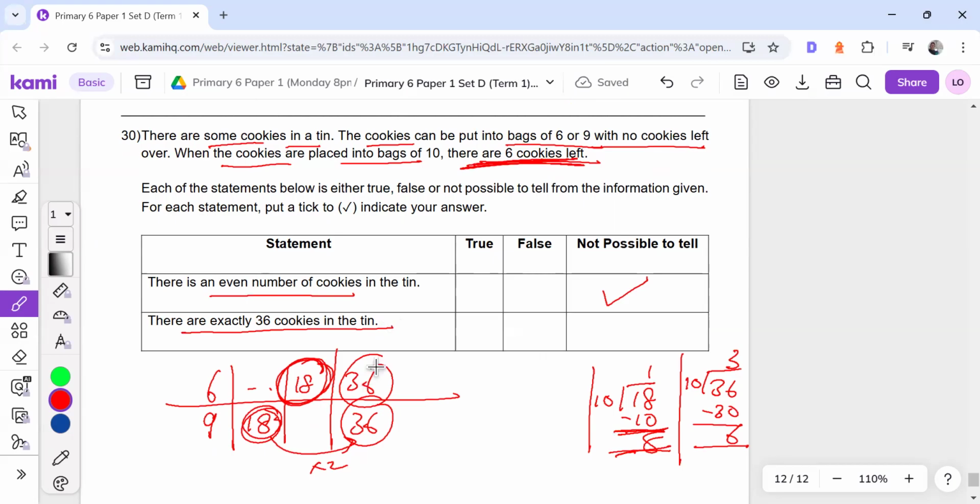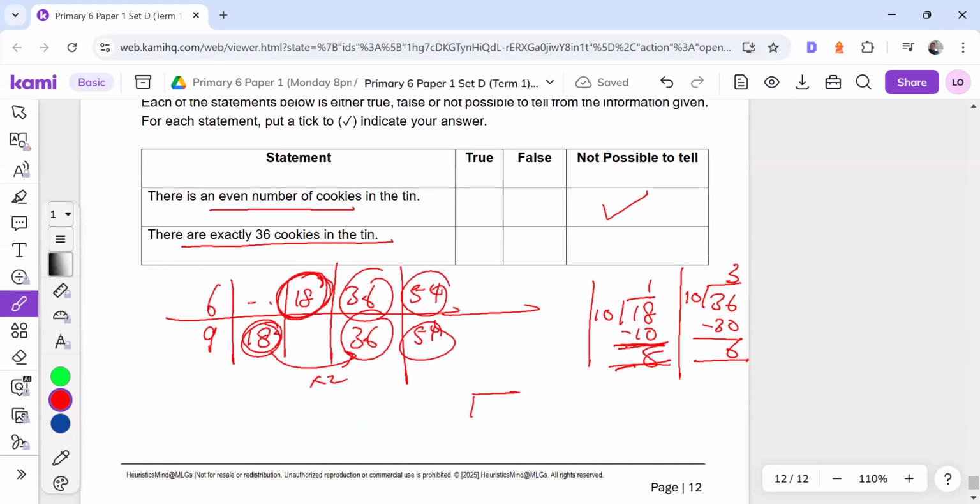Again, are you sure? Let's continue. You have to test. Can you get the next common multiple? 18 times 3, 54. Then you take 54 and divide by 10. So 54 divided by 10, what happened? You have 5 times 10, 50, remainder 4, right? Remainder 4, and then go on, do a few more tests.